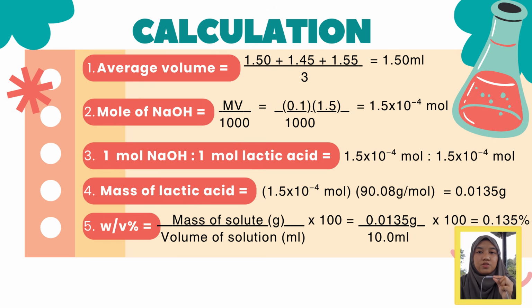Finally, to find the weight over volume percentage, we divide the mass by our initial 10 ml of milk sample and multiply by 100. To sum up, our result of 0.135% lactic acid falls perfectly within the standard range for fresh milk, which is typically between 0.14% to 0.18%. In conclusion, volumetric analysis is a fundamental analytical technique used to determine the concentration of a solution accurately through titration.